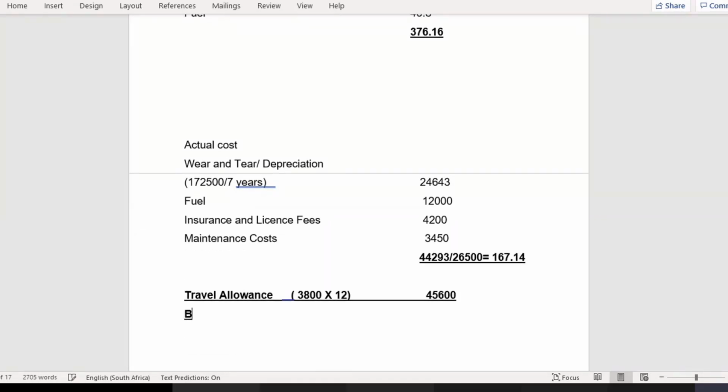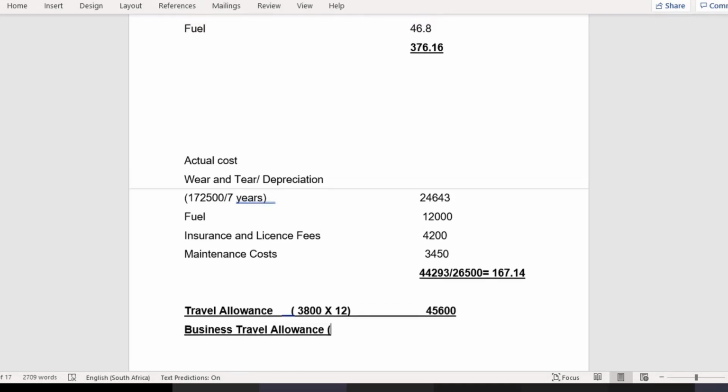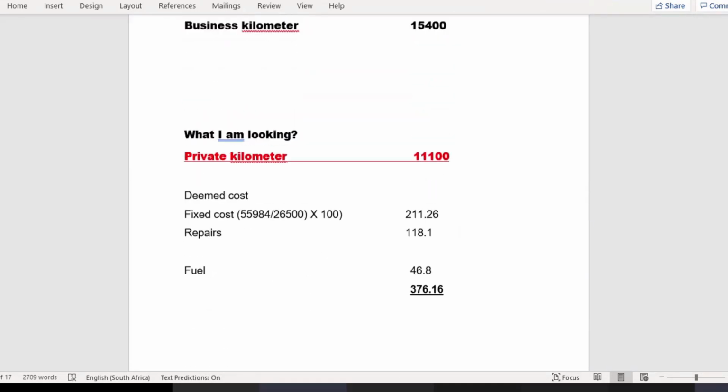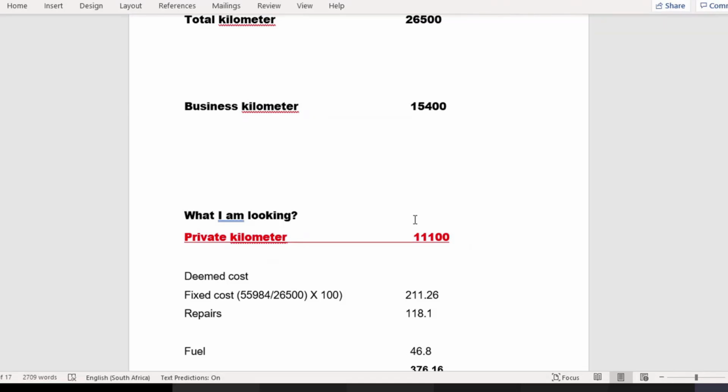So the business travel is going to be in this way. The business travel allowance, you just say, how much is the business kilometers? Let's go to the question. Business kilometers is, we're going to use not the total kilometers traveled, sorry about that. We have to use the business kilometers. So we're going to say 15,400 rand.